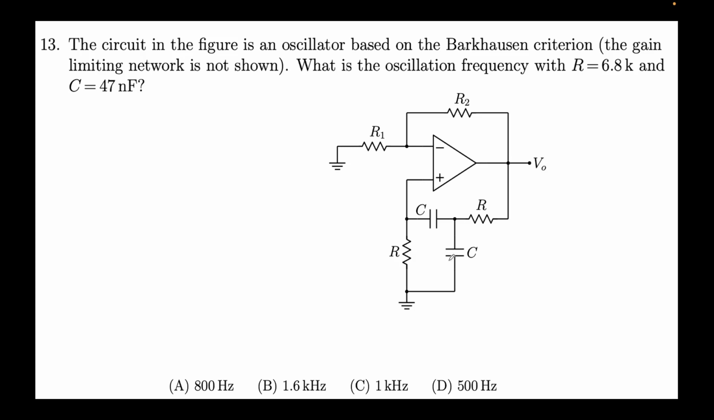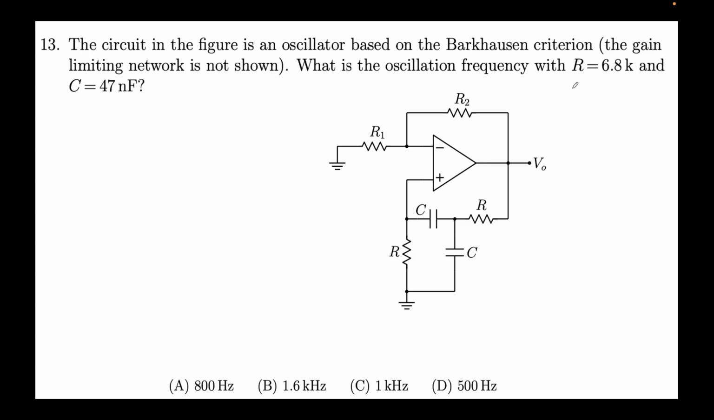Okay, that is ensured by Barkhausen criteria. You can see more details in the lecture slides of Professor Patil, but here I'm restricting myself to just the things that are relevant to us. So the problem says the circuit shown in the figure is an oscillator based on Barkhausen criteria. Gain limiter network is not shown. That's what you refer to the lecture slides for.